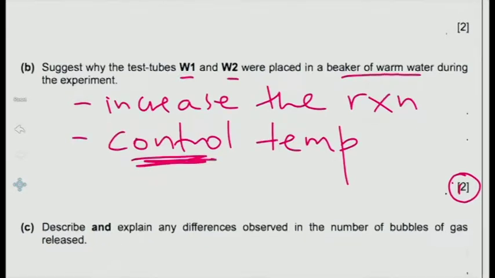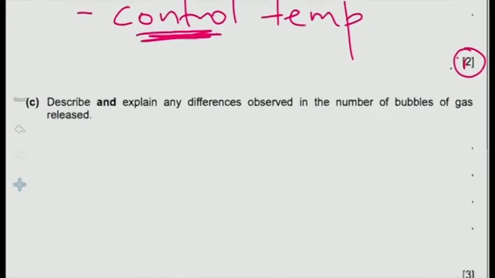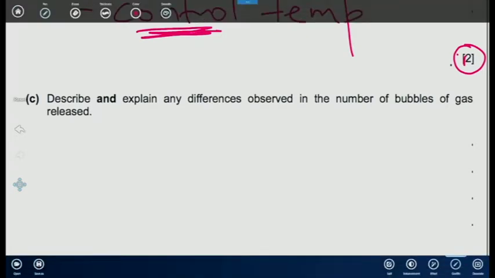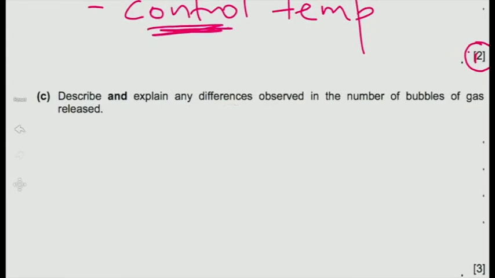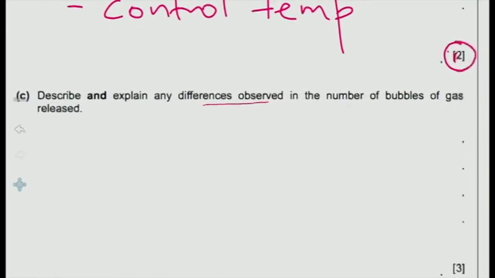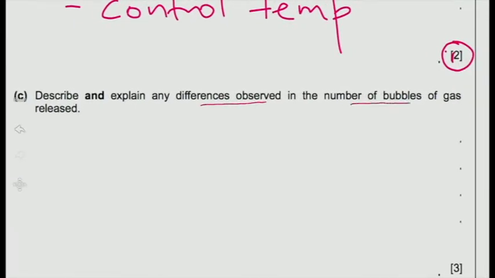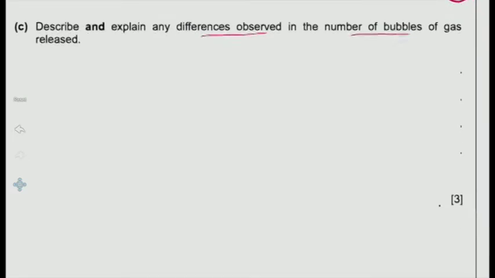Part C reads, describe and explain differences observed in the number of bubbles of the gas released.